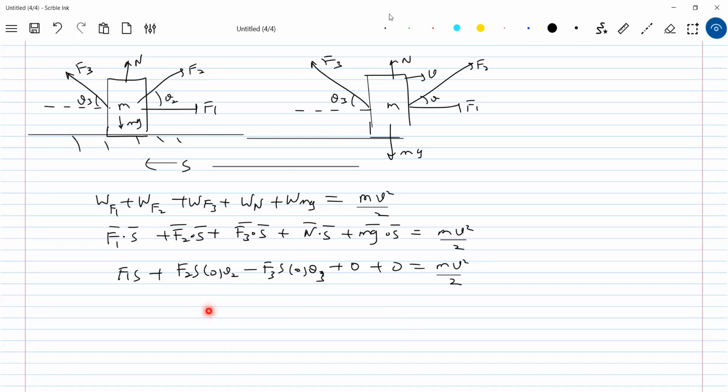So another student says, can't I do it like this? He says, can I think like this also? What is another way? You calculate the net force acting on the system. Of course, work done by N and mg are 0, no? So can you go for the net force acting on the system? So what is the net force acting on the system? N and mg will balance each other. That will get eliminated.